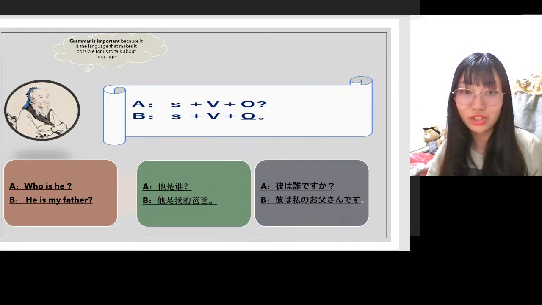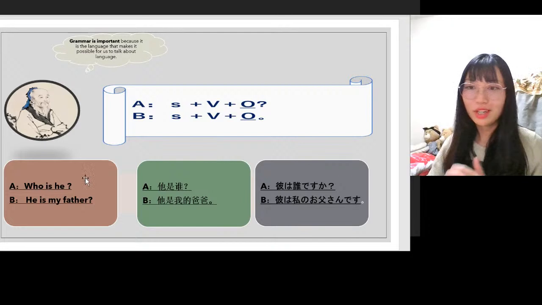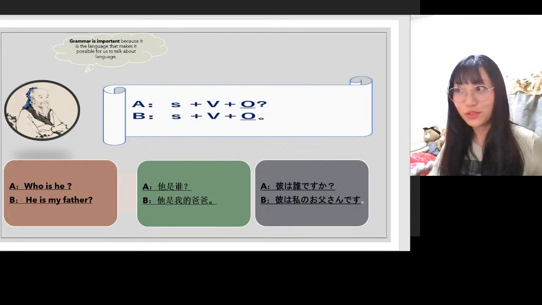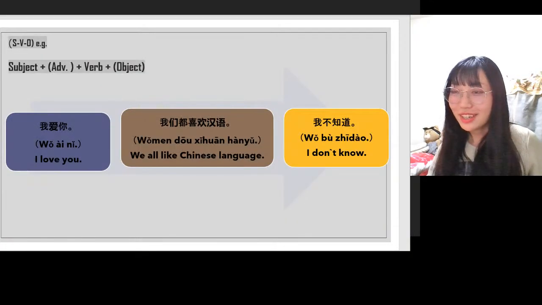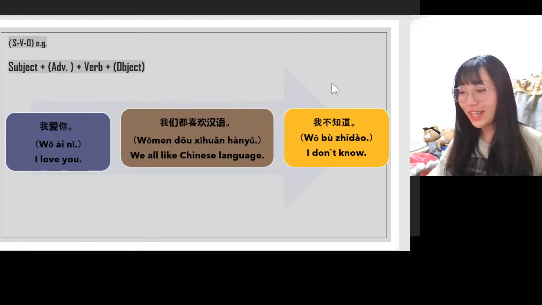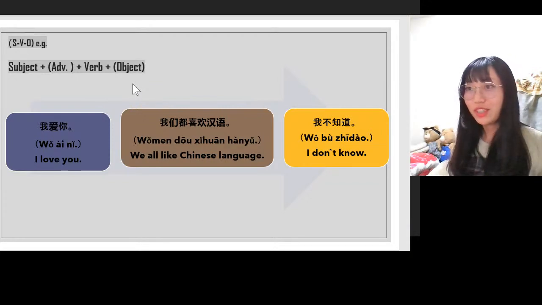So we just like 他是谁？他是我的爸爸。Okay. Anyway, so I think this is very important. But I know if you are a beginner in Chinese, this is going to be very difficult for you. もし本当に完璧の初心者だと、これはちょっと難しいですけど、but don't worry. This is easier. Okay. So how do we say I love you in Chinese?